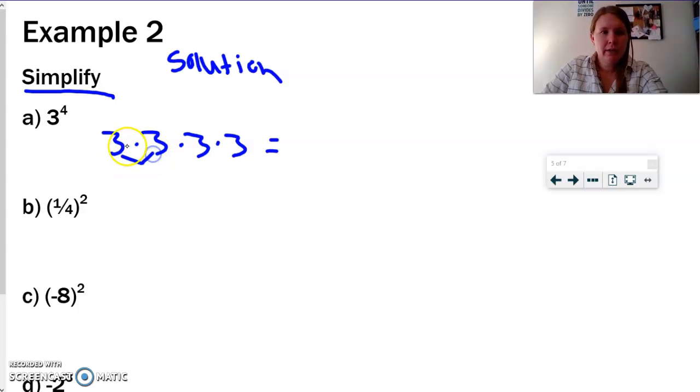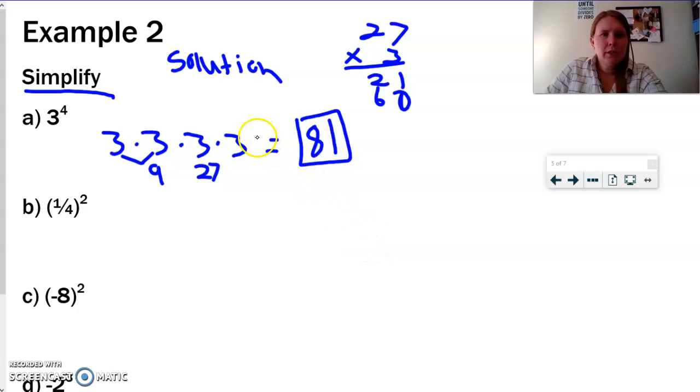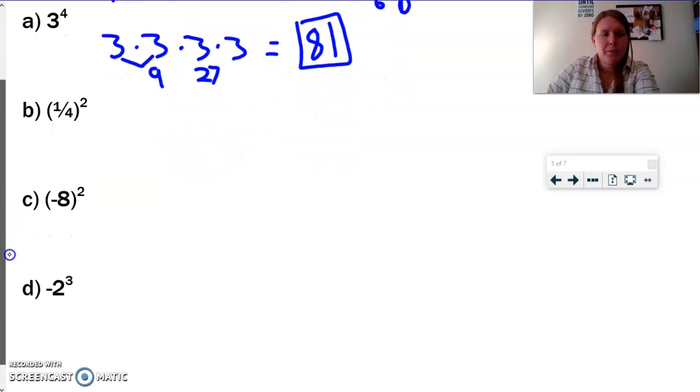Well, off the bat, I know 3 times 3 is 9. 9 times 3 is 27. And 27 times 3, let's multiply this out. Did I do that right? I think it looks like 81. Yep. So here is our solution then, 81. Okay? So it's just showing out that work as well as finding that final solution.